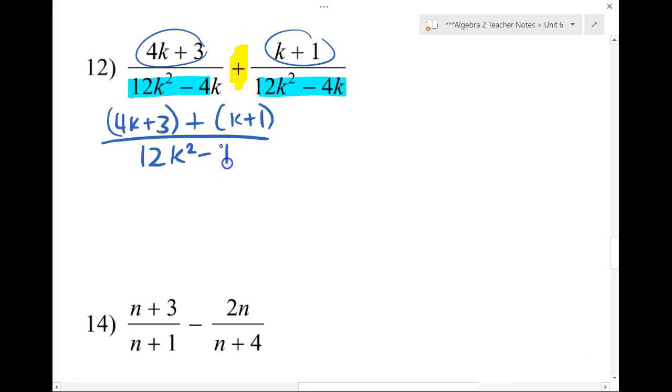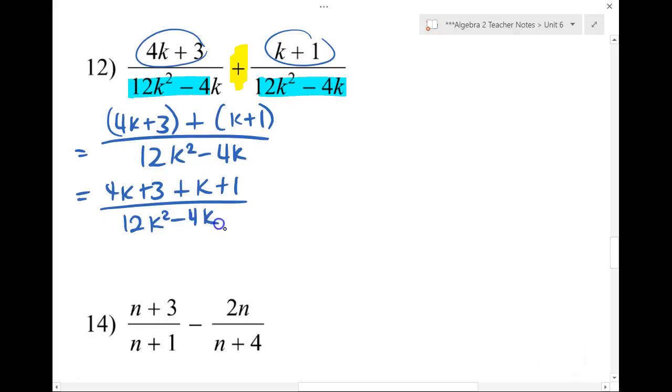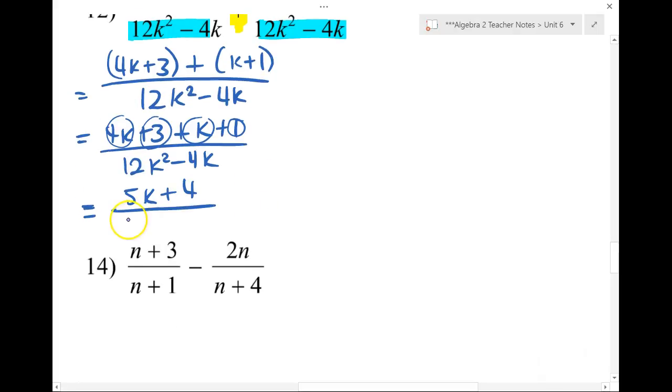12k squared minus 4k. Now there's a plus between these two binomials on top, so we can just take the parentheses down, because that plus isn't going to change anything. Now, like before, add our numerator, add the like terms. So I have 4k and k, that makes 5k. And then I've got 3 and 1, so that'll make 4. And I've got 12k squared minus 4k.